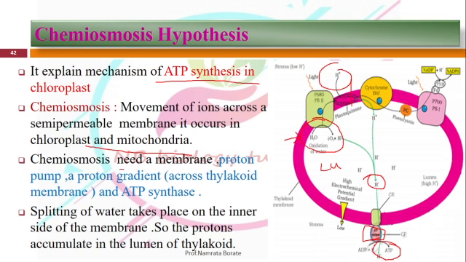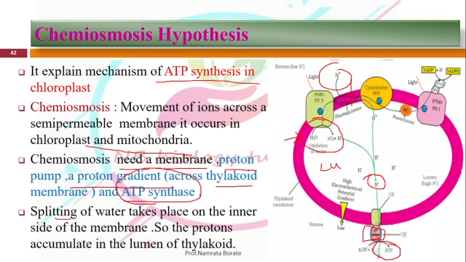What is the requirement for chemiosmosis? There is a requirement of protons, a proton gradient across the thylakoid membrane. And what is the third requirement? There is a requirement of an enzyme, that is the ATP synthetase enzyme.